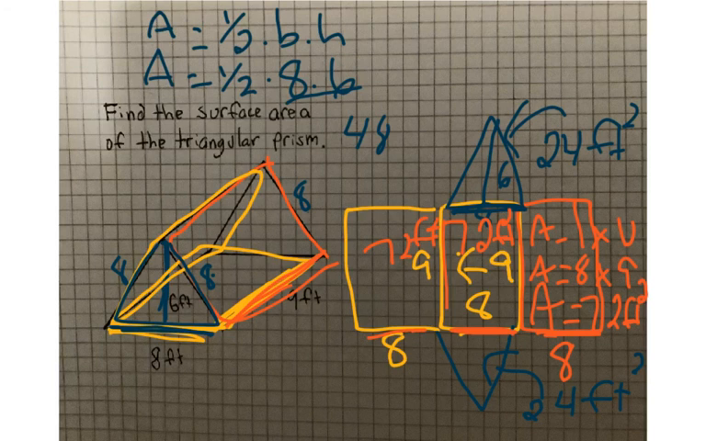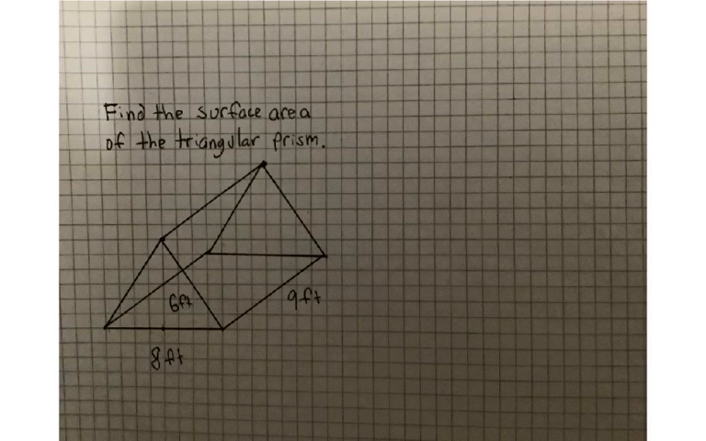So, let's see if I can make it neater here real quick. We had our 3 rectangles at 72, 72, and 72, and our 2 triangles at 24 and 24. In order to find the total surface area, we need to add all of these up: 72, 72, 72, 24, and 24.